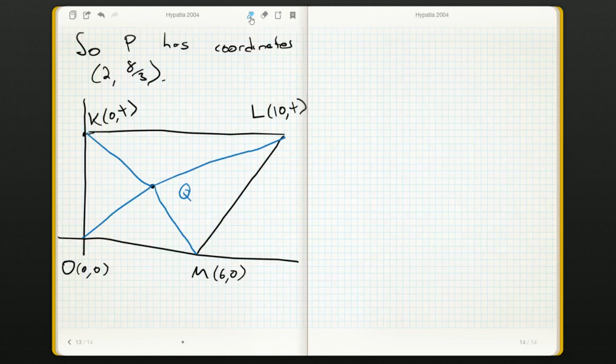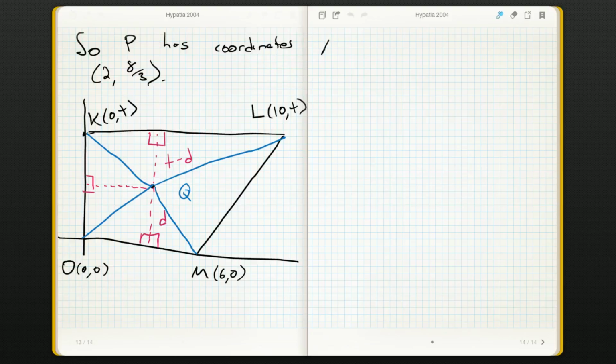Now, it's going to be quite hard to deal with things like QLM, because it's a slanty little triangle. QOK, that one we can certainly deal with. And then LK is parallel to the x-axis, so we get a right angle here and a right angle here. Now this is going to be the height of Q, so it's going to be D, and this is going to have to be T minus D. And I wonder if there's a way to work those out.